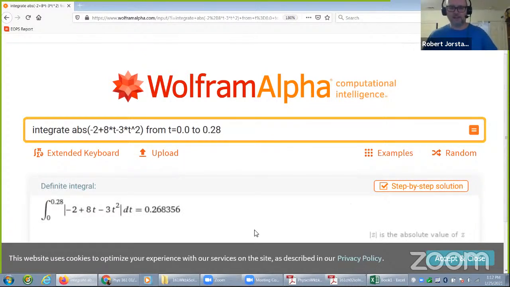So Dom, that's how you could do that. You could integrate those piecewise if you wanted to. Okay. Does that address your question? Yeah, it does.